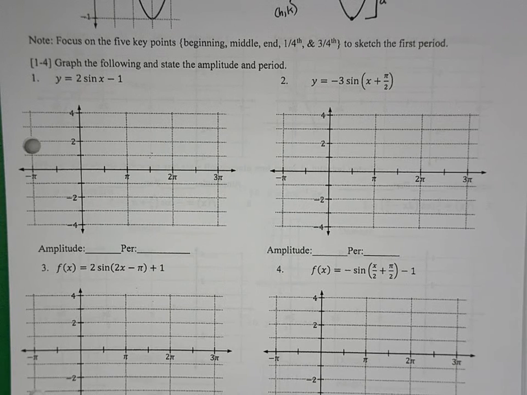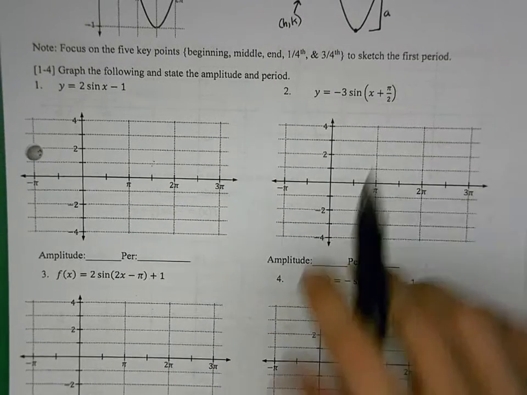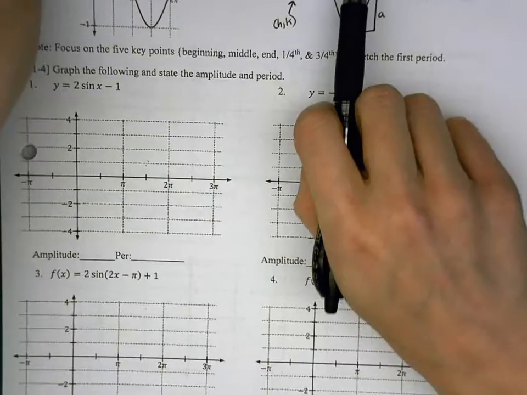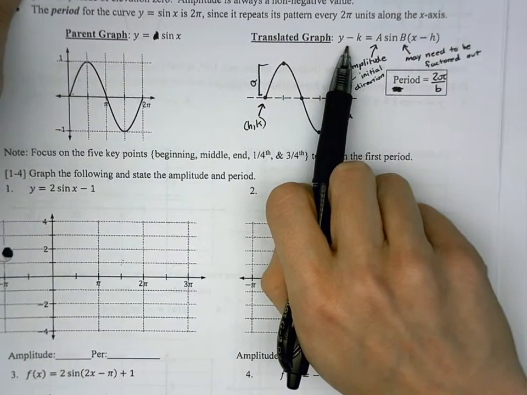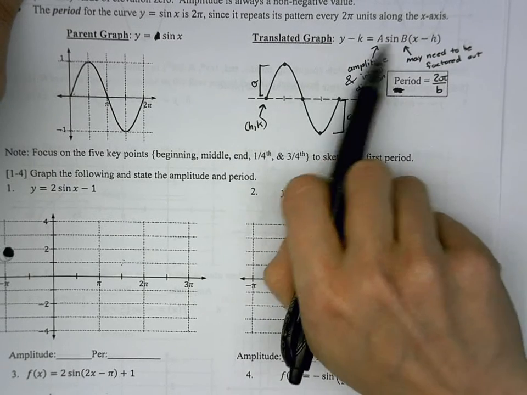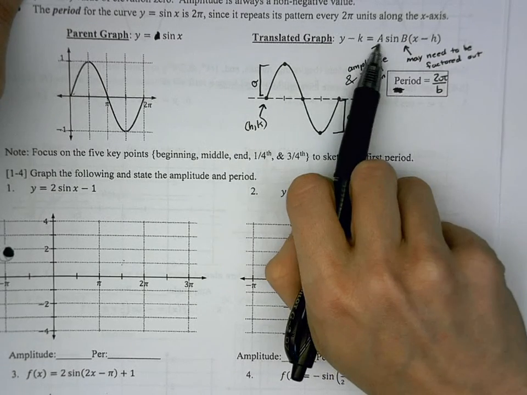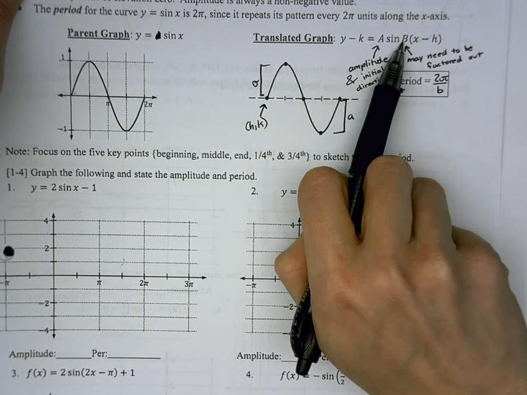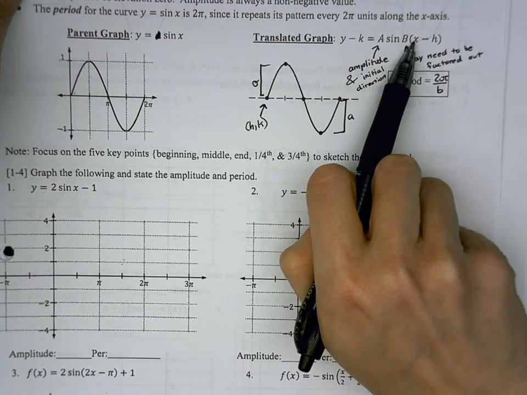Okay? So, number 1, we have y equals 2 sine x minus 1. So first things first, we need to get this into its translated form. That would mean getting this to be a minus k over here. So adding or subtracting anything added to the back to the front. And then potentially, it would mean factoring out that b if it had been distributed into the x.